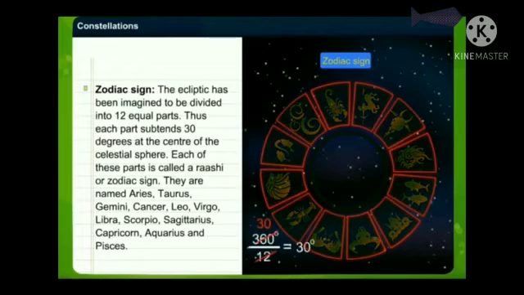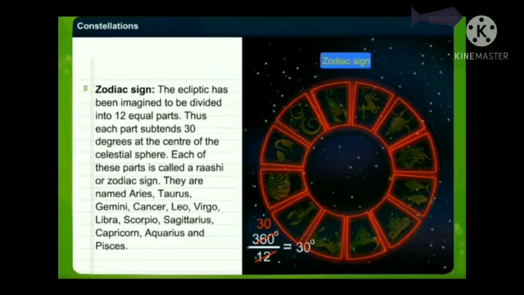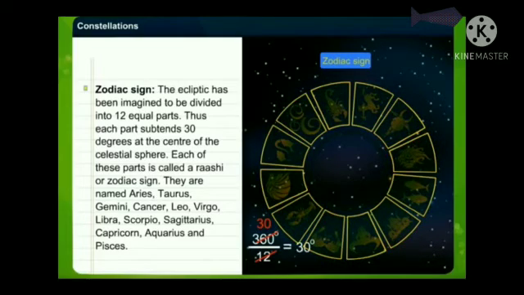Zodiac sign. The ecliptic has been imagined to be divided into 12 equal parts. Thus, each part subtends 30 degrees at the center of the celestial sphere. Each of these parts is called a Rashi or zodiac sign. They are named Aries, Taurus, Gemini, Cancer, Leo, Virgo, Libra, Scorpio, Sagittarius, Capricorn, Aquarius, and Pisces.